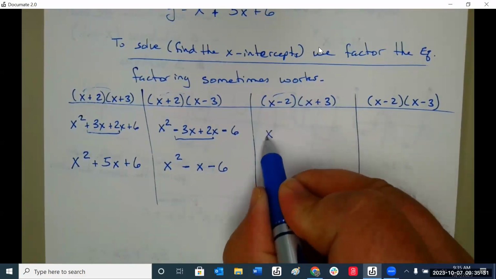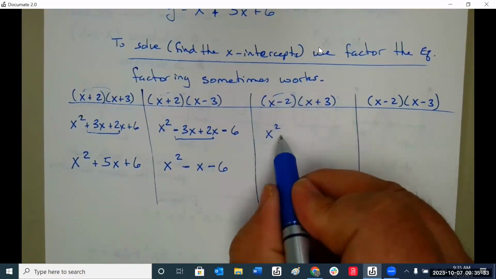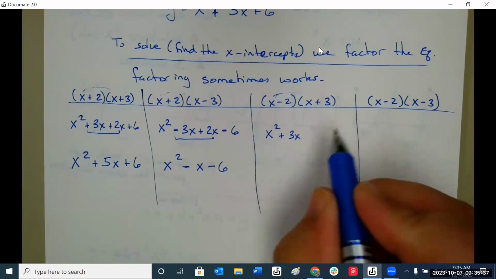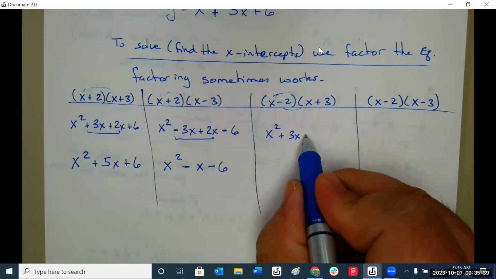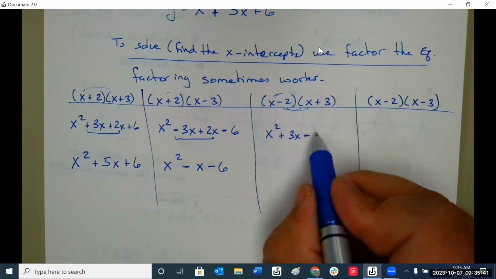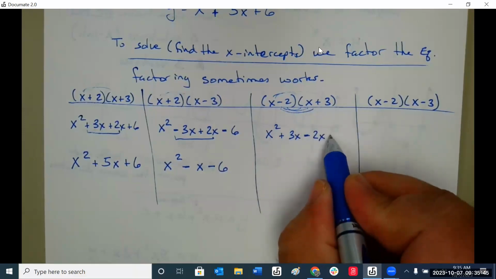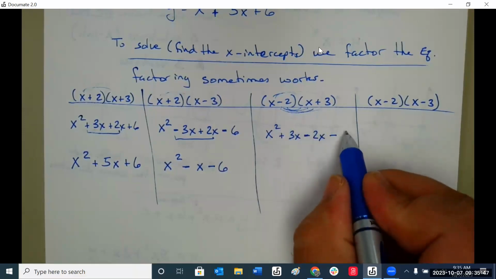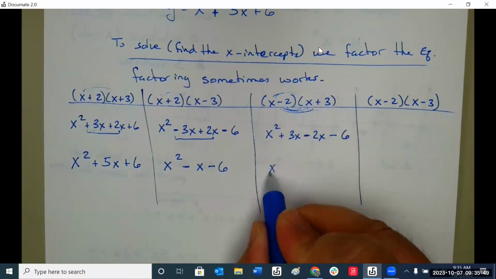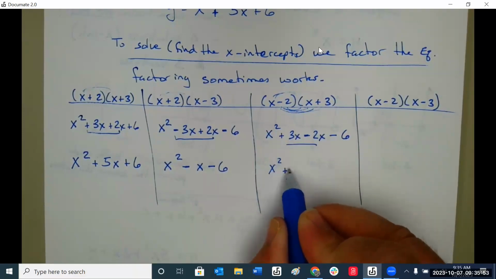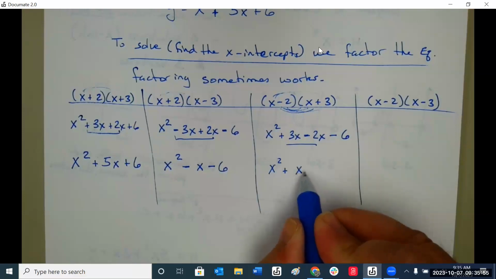X times x is x squared. Positive times positive is positive. 3 times x is 3x. Negative times positive is negative. 2 times x is 2x. Negative times positive is negative. 2 times 3 is 6. 3 is bigger. 3 minus 2 is 1.